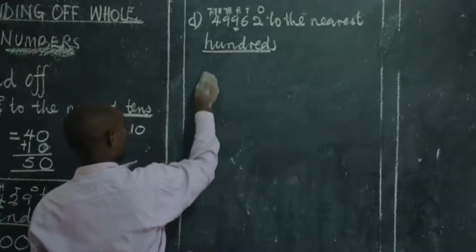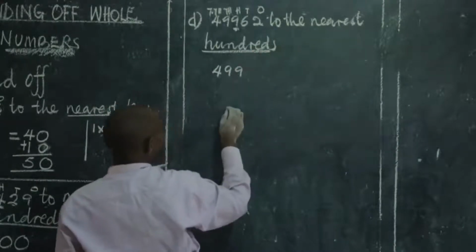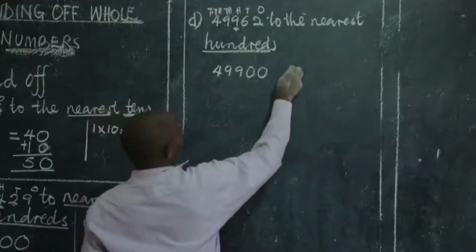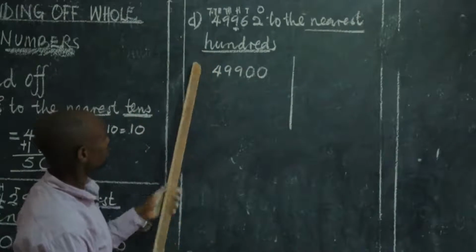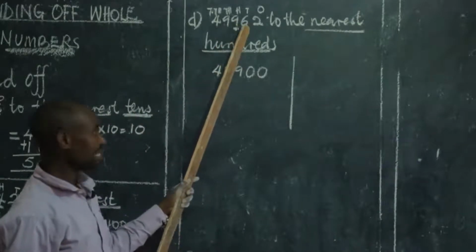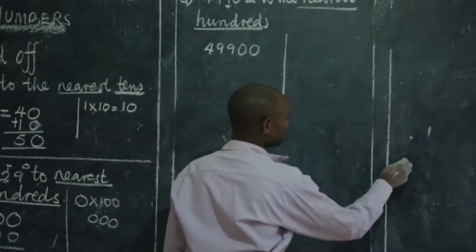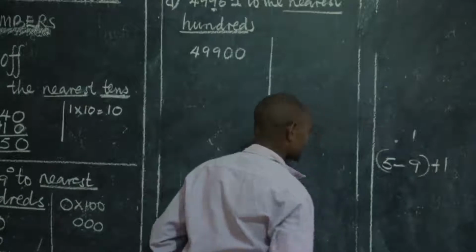9. So we shall have 499. Then these figures after, you replace them with zeros. So, can we look at the nearest digit to the required place value? It is 6. What does 6 do? Does it round up, round down? We say the digits from 5 up to 9, these ones will round up by adding 1.